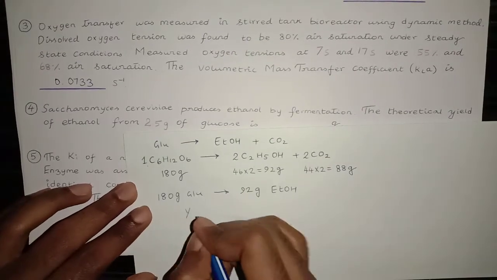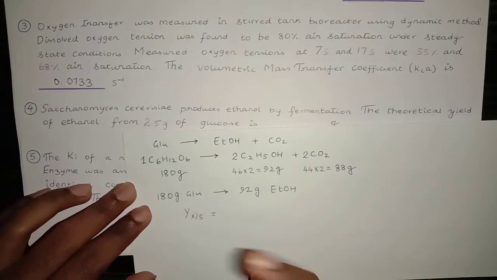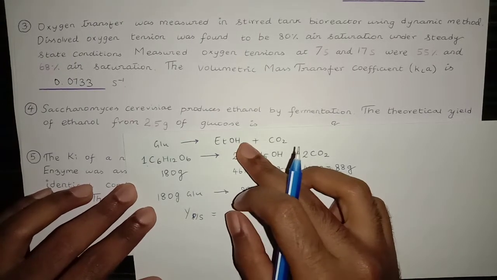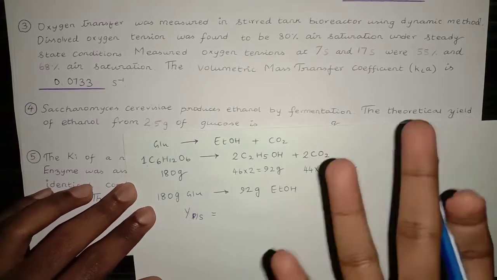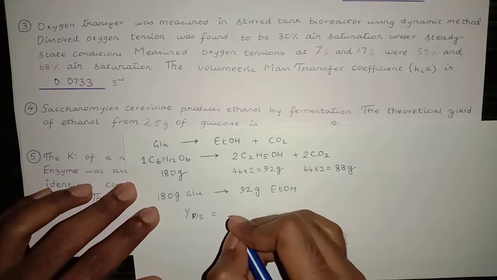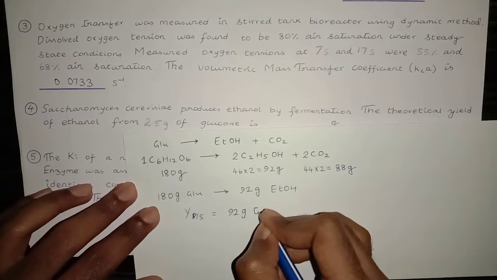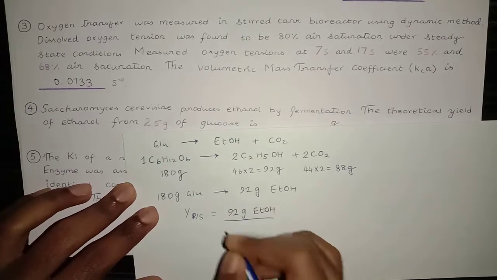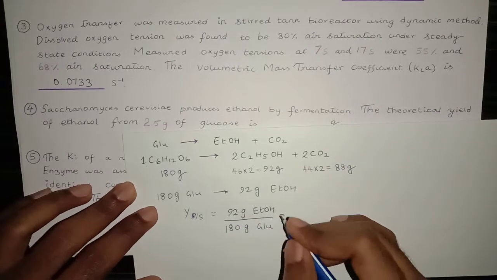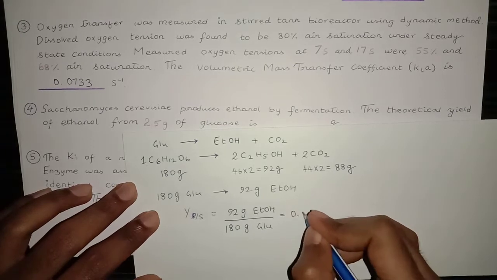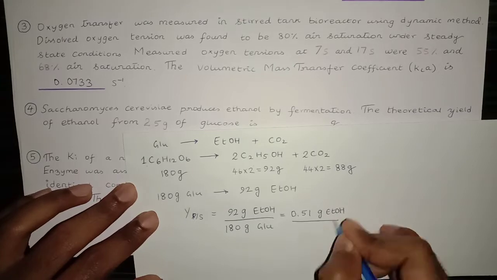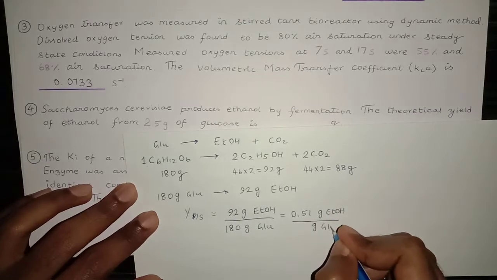Right? Therefore Y x bar s, that is nothing but the yield coefficient. Instead of x we put p, because ethanol is the product. We are not producing any biomass, we are producing product, that is ethanol. So Yp bar s is equal to 92 grams of ETOH divided by 180 grams of glucose, which is equal to 0.51 grams of ETOH per gram of glucose.